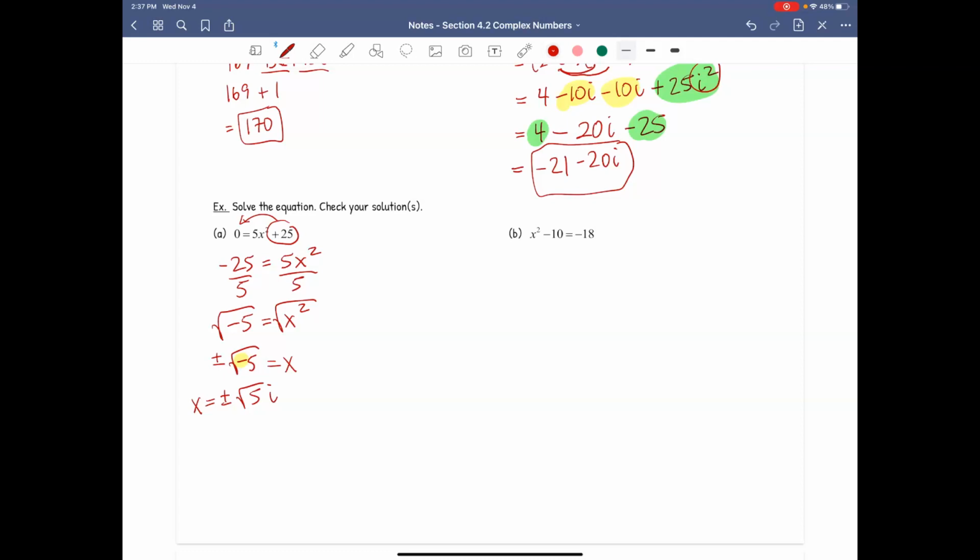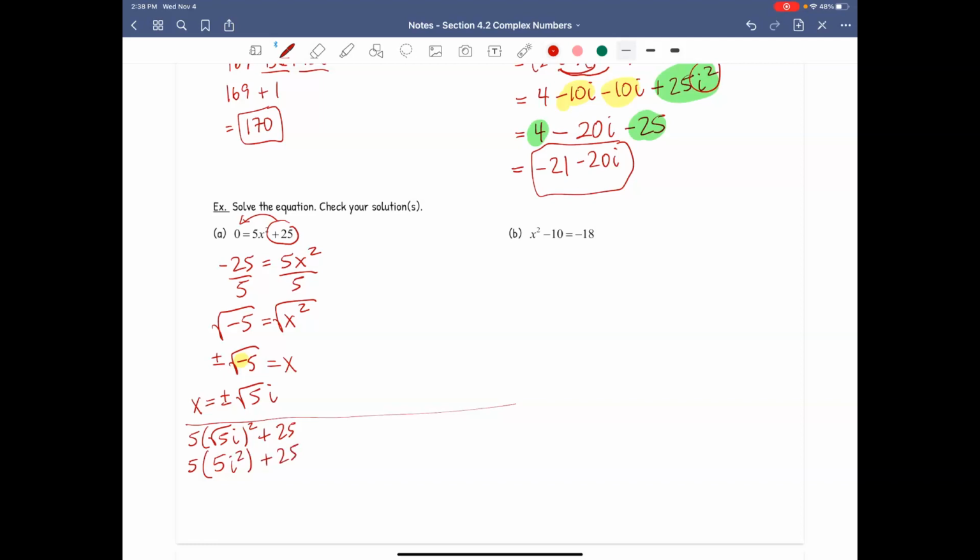Now, if we plug this into the original equation, let's just do it to the right-hand side and show that it equals 0. And so if we go ahead and plug in just the positive solution first, the square root of 5i, 5 times that squared plus 25. We know that whenever we square a number like that, we're going to have to square both items in the parentheses, and so the square root of 5 squared is just going to give me 5, and then i squared will just look like the way it sounds, i squared, and then don't forget the plus 25.